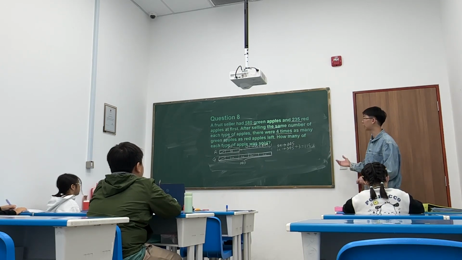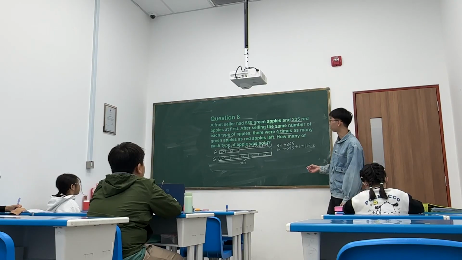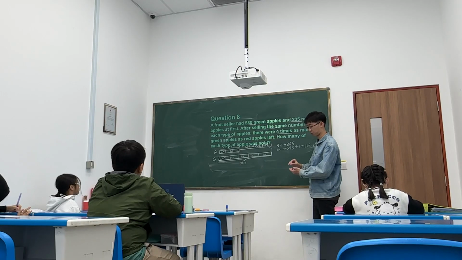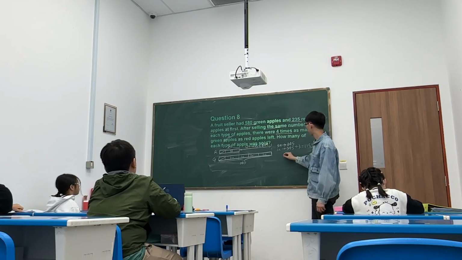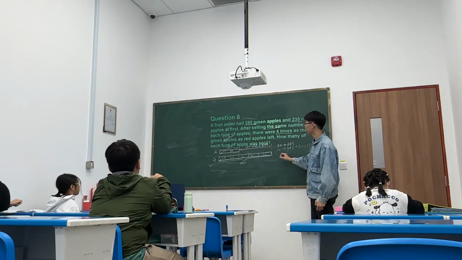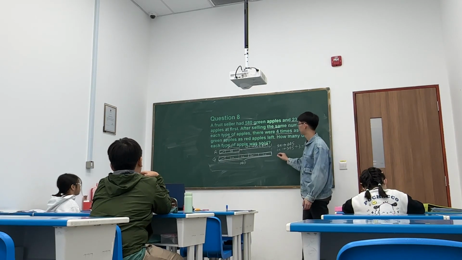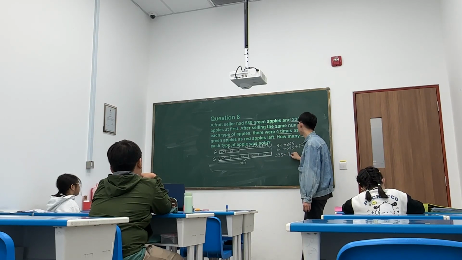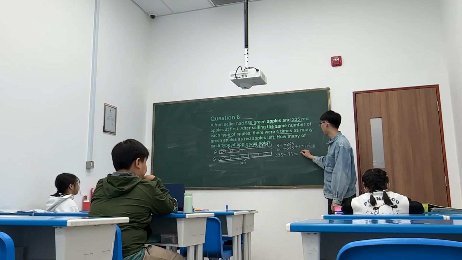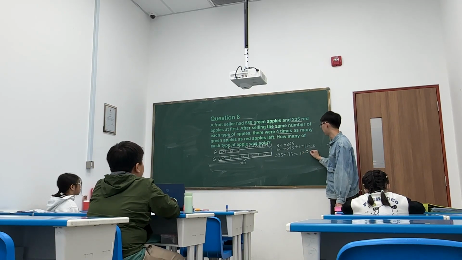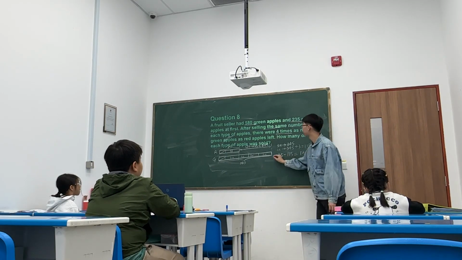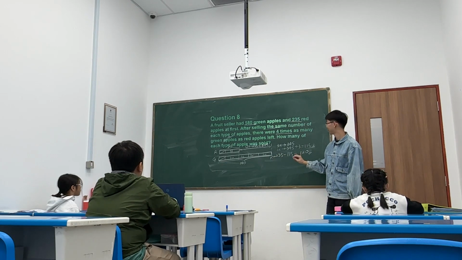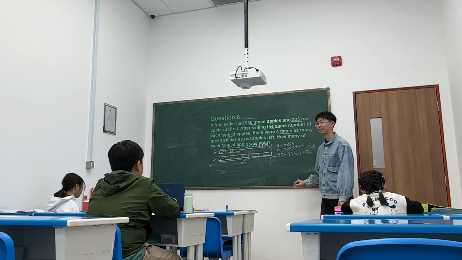So how many of each type of apples was sold? You can tell me, for example, for the red apples, how many apples are sold? 235. Excellent, minus 115. And then we'll get 120 apples that were sold. So this is for the red apples. How about the green apples?